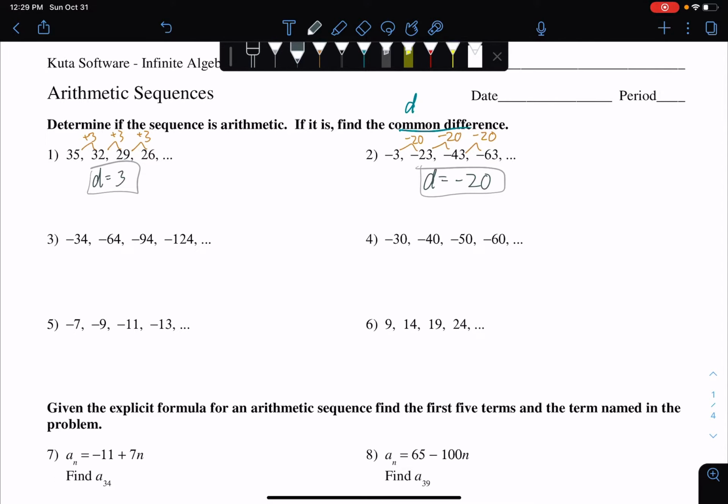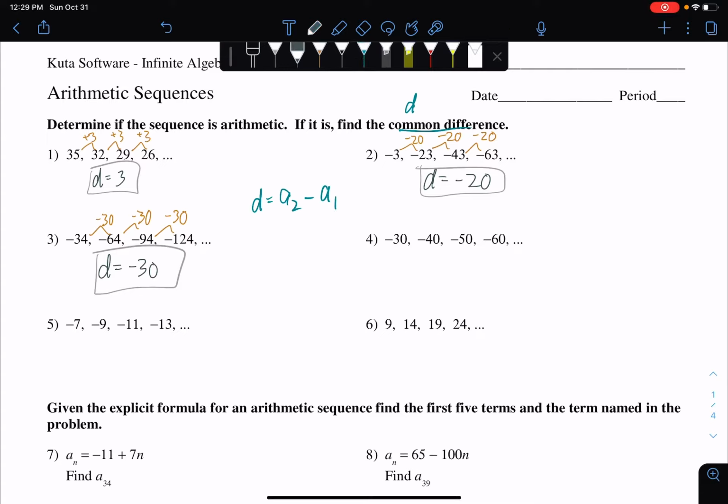For number 3, negative 64 and negative 34, the difference is 30. 6 minus 3 is 3, and 4 minus 4 is 0. So negative 30. We have the negative sign because the two values are negative. So the rest of the values follow suit. Our common difference for number 3 is negative 30. So far, it could be concluded that the formula to find the common difference is a sub 2 minus a sub 1.